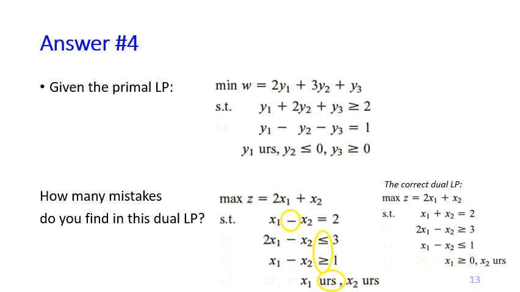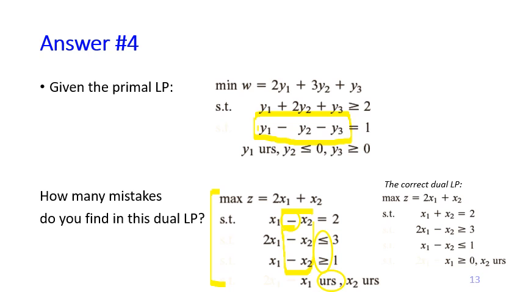The mistake in this dual LP is, first, x1 minus x2. Remember that the second column, x2, comes from the second constraint. The coefficients of the second constraint are plus 1, minus 1, minus 1. So this should be plus instead of minus.